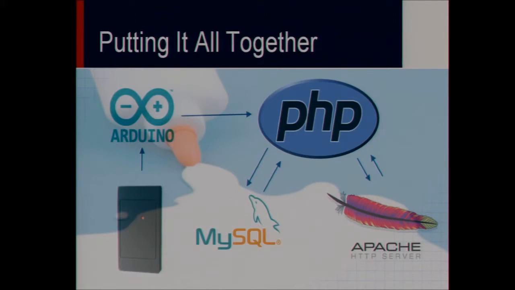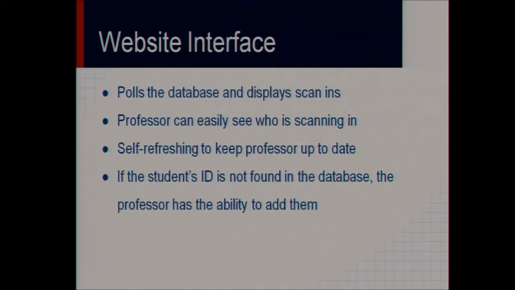So how do we put it all together? Maybe a spot of glue and a little bit of duct tape. But in reality, we need a website interface. Our interface will pull the database, and it displays our scan-ins back in real time for the professor to see. It refreshes itself, so as students are scanned in, it'll show the order in which they scan in as well as the time, so you can keep track of who signs in and when. If the student is not found in the database, the professor has the ability to add them as well. Only recognized scans will show up, so it's a good way to tell if someone is or is not registered for your class.